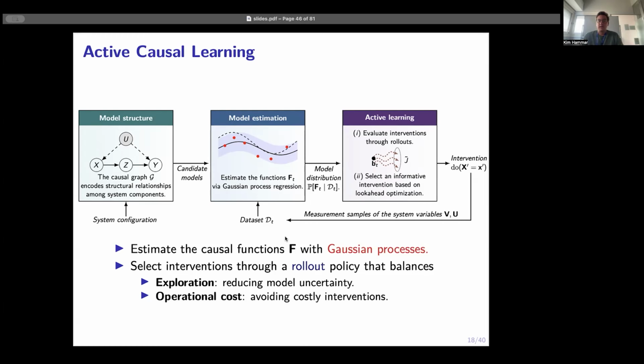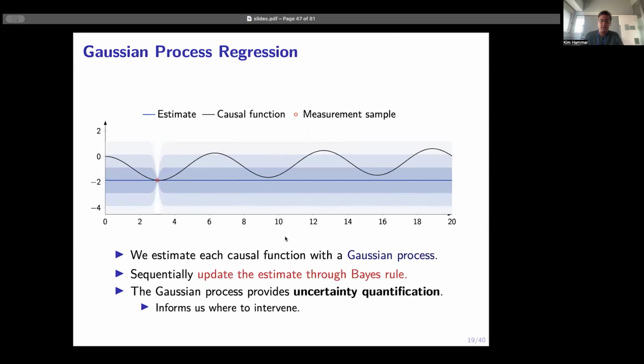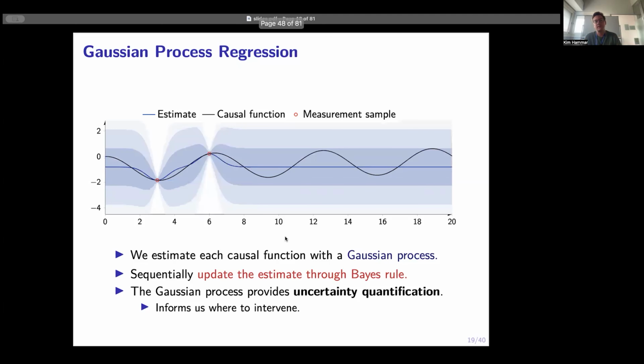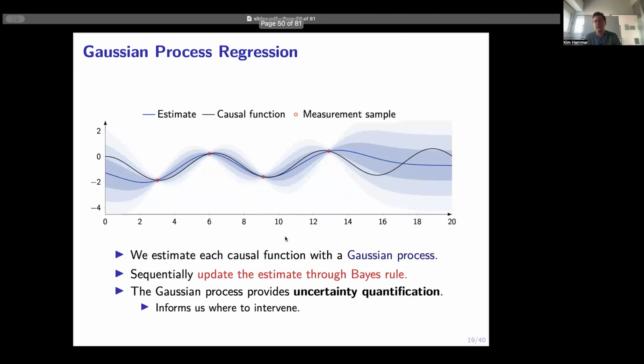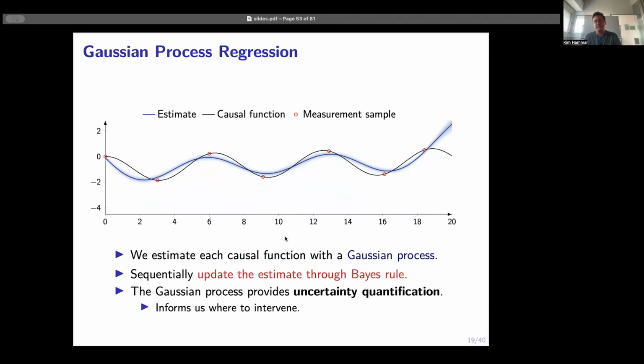The way it typically looks is something like this, where you start out with a prior of your causal function and you have a lot of uncertainty, as given by the Gaussian process. Then gradually, as you perform interventions and collect more measurement samples, you update your estimate and reduce the uncertainty in different regions of the operating space. To decide precisely where to intervene and collect samples at each iteration of this estimation, we use the rollout intervention policy.